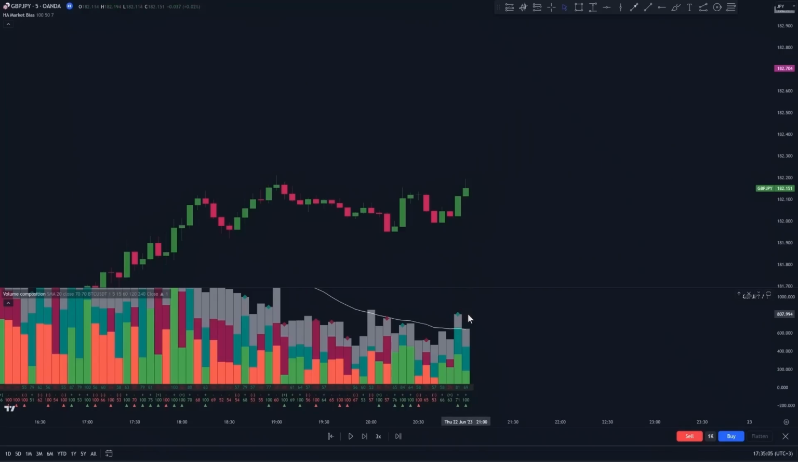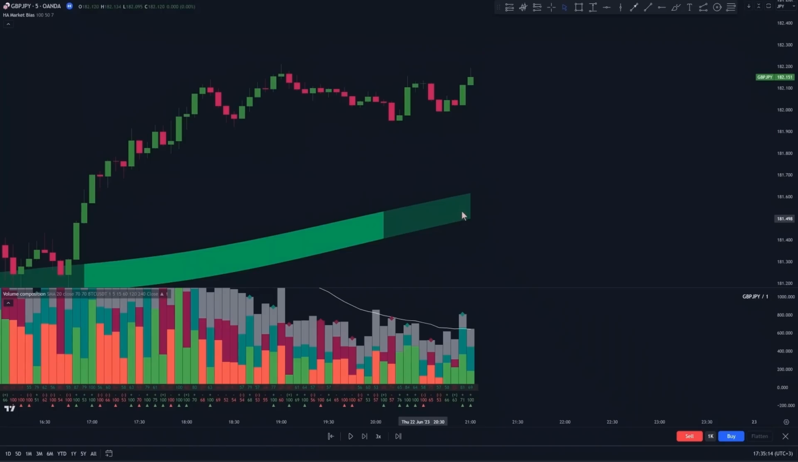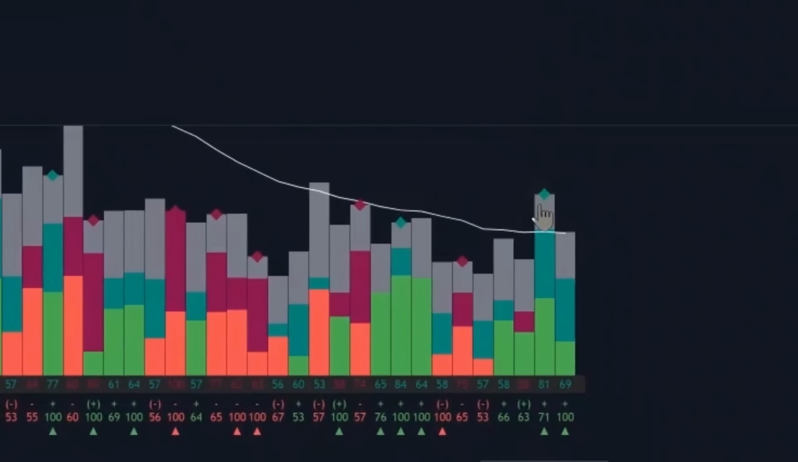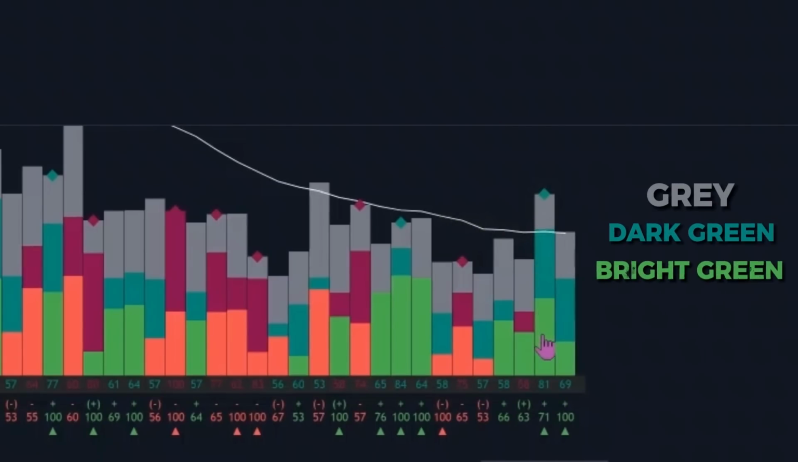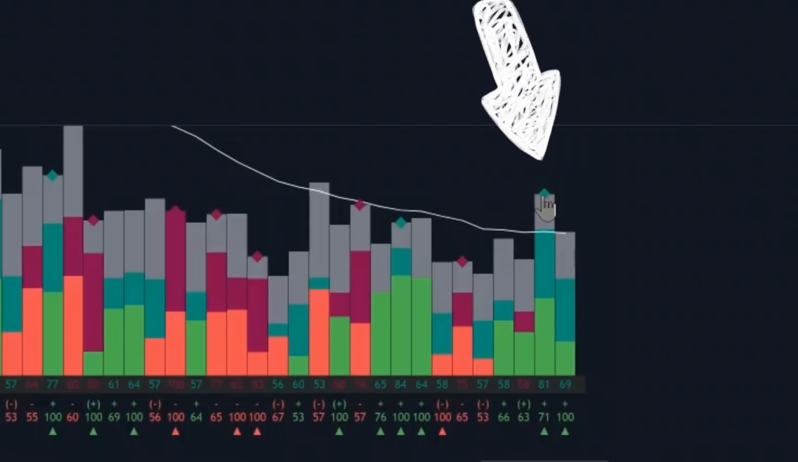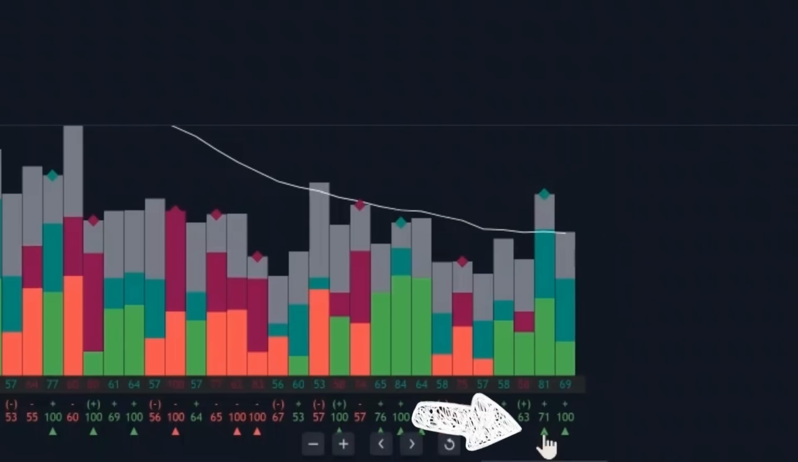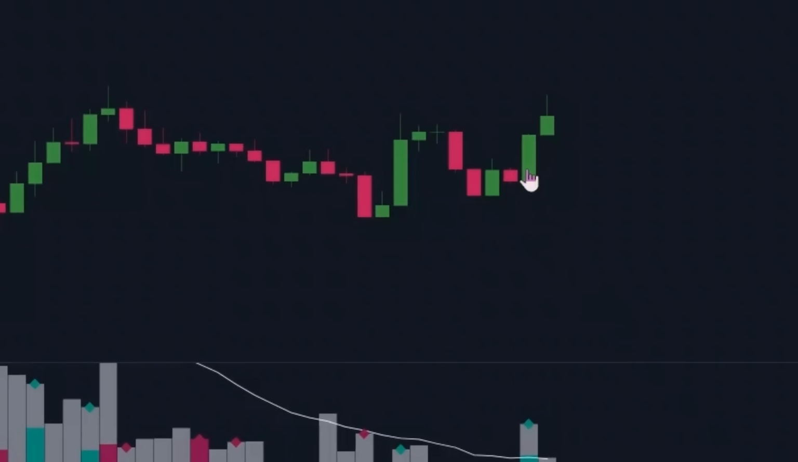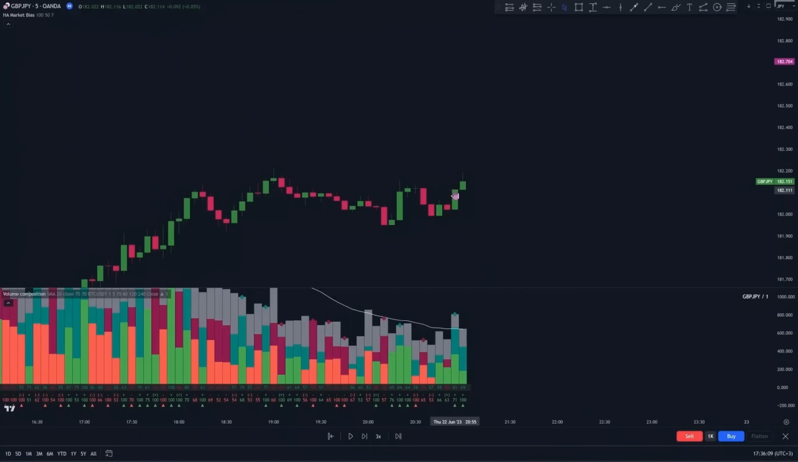So just to recap the conditions, the trend ribbon of the market bias indicator should be colored dark green. On the volume composition indicator, there needs to be a volume bar that closes above this white moving average, and that bar should have a gray color, a dark green color, and a bright green color. And then there needs to be a dark green square at the top and a bright green arrow at the bottom.